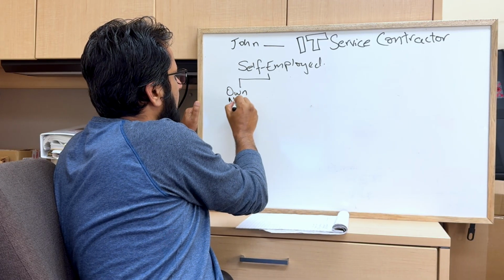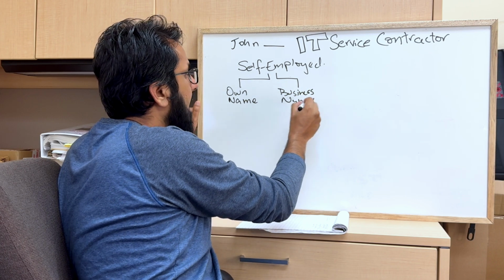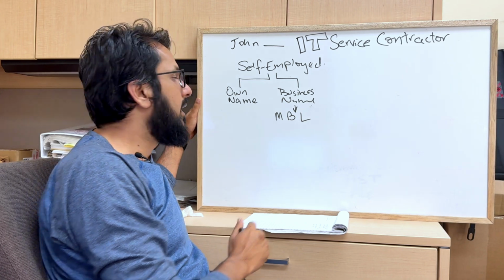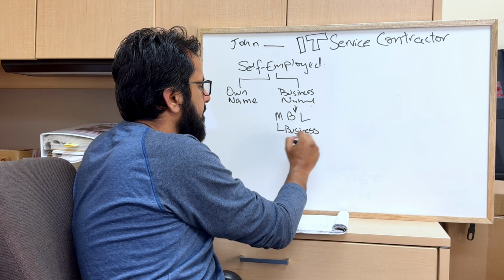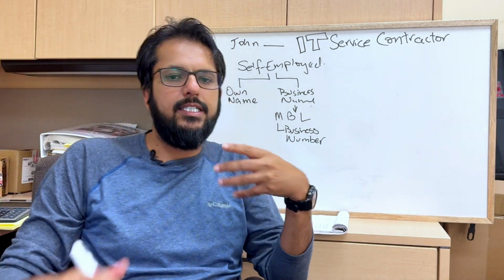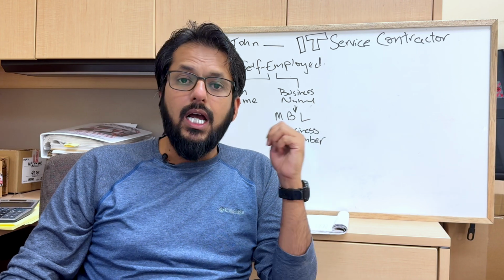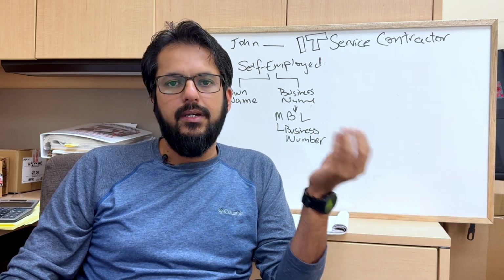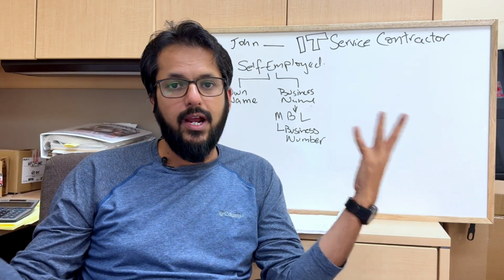Number one, his own name, and the second option is to get a business name. If he gets a business name, that means he might need to get a master business license, and he can also get a business number. If he's working under his own name, then when he sends an invoice to his client, let's say he worked 40 hours during this week, he sends an invoice with his own name on top, and the client writes a check to him, which he takes to the bank and puts in his personal account. That's it, he got the money for the work.